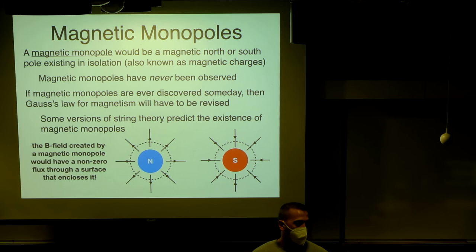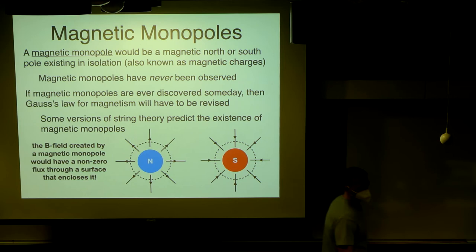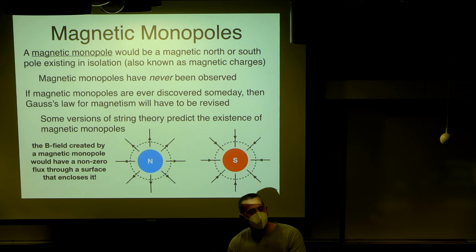So basically, what the equation I just showed you is telling us is monopoles like this don't exist. That's how you can guarantee that integral goes to zero. Okay, now, the idea that this type of object doesn't exist, it seems to hold up, right? We've never observed one before. And Maxwell's equations make a lot more sense if this is true.